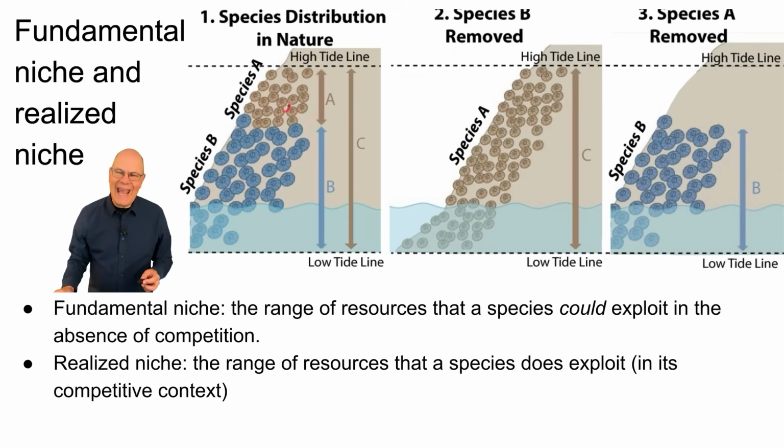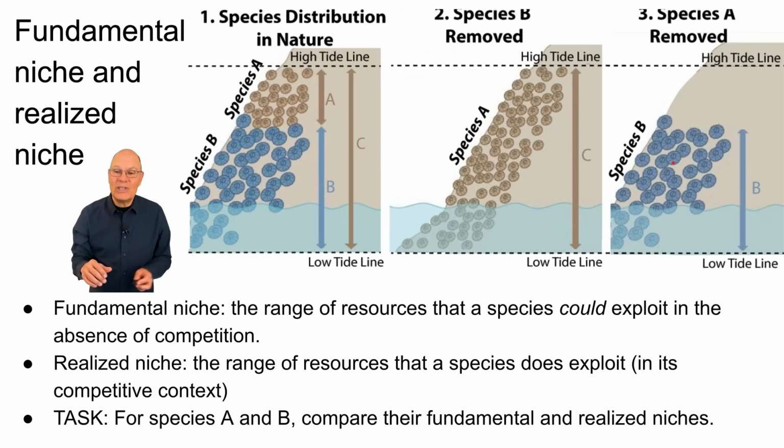Here's species A, which lives closer to the high tide line. Here's species B, which lives closer to the low tide line. If species B is removed, which you can do by scraping these barnacles off the rock, notice how species A expands into the low tide zone where species B was living. But if species A is removed, species B pretty much stays where it is.